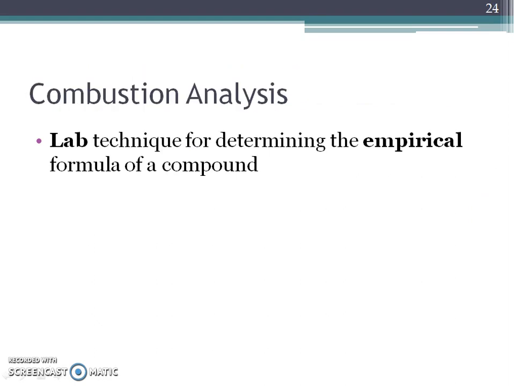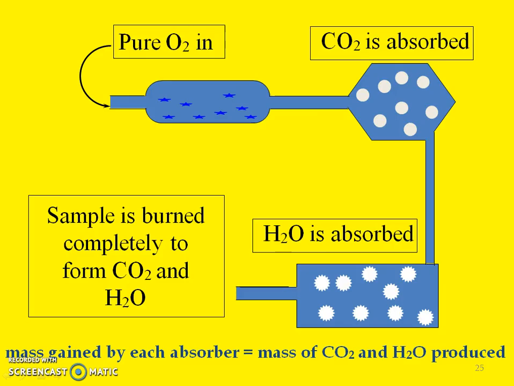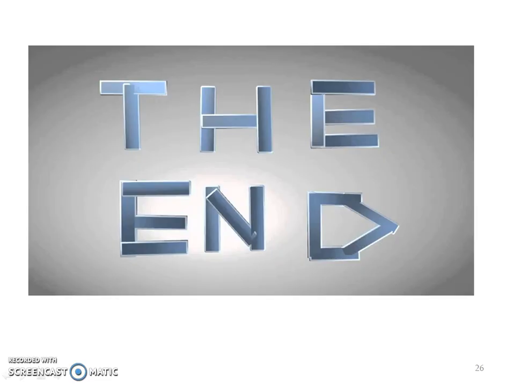Combustion analysis is just another lab technique to determine empirical formulas of a compound. And here's just a quick example because you never know what you're going to see on the AP exam. So you take a sample and you're going to burn it completely. That's why the O2 is coming in there, so we can burn it completely. And then there are 2 absorbers. This particular absorber is going to absorb all the H2O molecules, and this absorber is going to absorb all the CO2 molecules. And of course, whatever mass is gained by the absorbers is going to be the mass of that CO2 and the H2O produced. And we'll talk a little bit more about this later. See you in class.